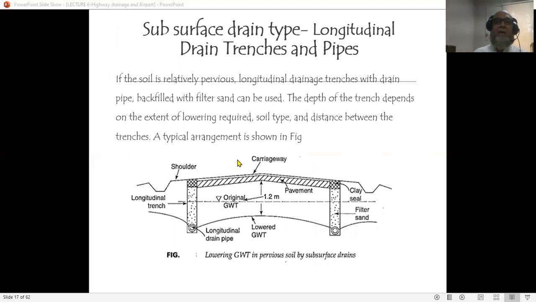Now, if the problem is complex, then you have to provide these trenches on both sides. And this depth is dependent upon the groundwater table. So still we have to raise the pavement by 1.2 meter, so you have to have at least this depth more than 1.2 meter. You build trenches here and here, once your pavement section is complete.